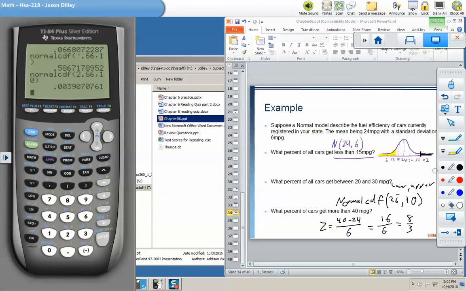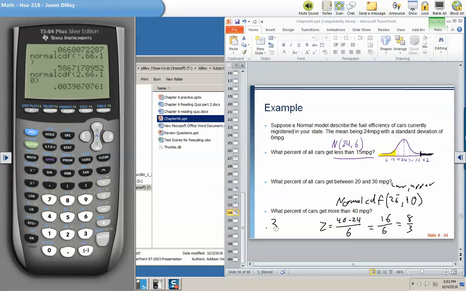Like I said, this is 0.39%. So what percent of all cars get more than 40 miles per gallon? 0.39% of cars get more than 40 miles per gallon in that area. Very small amount. So this is taking a z-score and finding a percentile. So we're going from z-score to percentile.